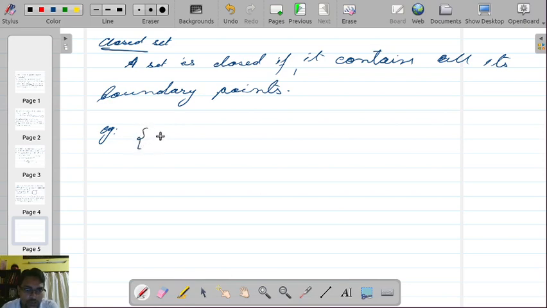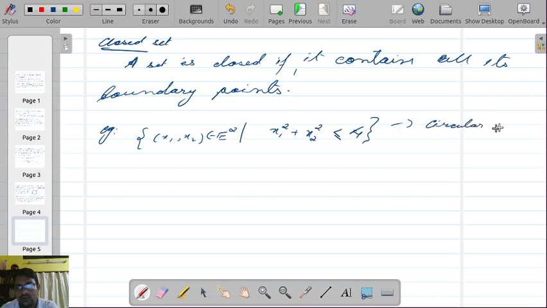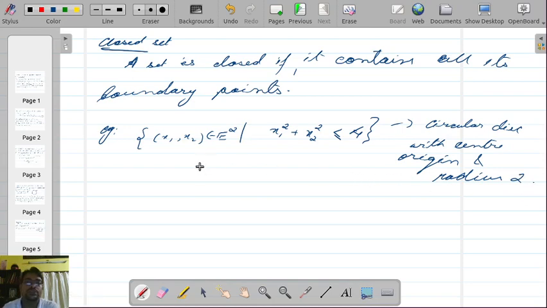So let us consider the geometrical example only. The set of all those (x1, x2) in E^2 that satisfy x1 squared plus x2 squared is less than or equal to, say, 4. So what does it represent? This is the circular disc with center origin and radius 2.